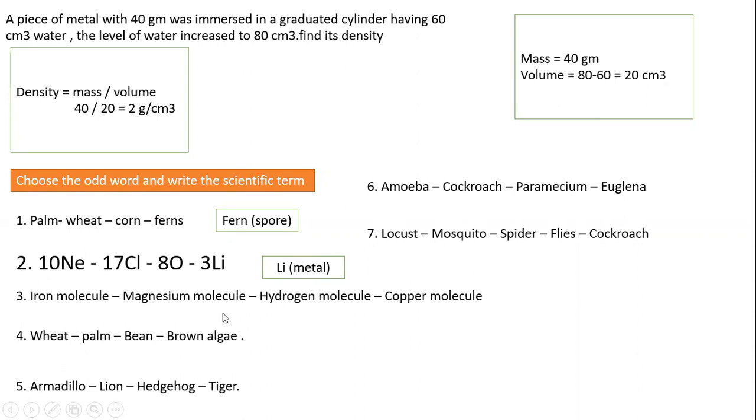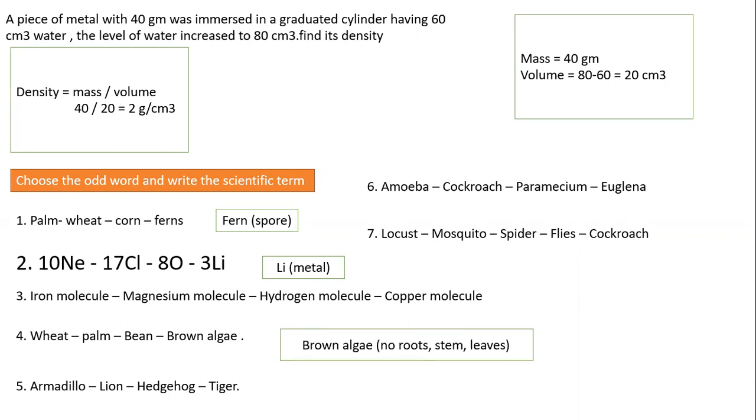Iron molecule, magnesium molecule, hydrogen molecule, copper molecule. Which one? Here hydrogen is diatomic, yeah? All of them are monoatomic except hydrogen, so here hydrogen is a gas too. Someone says, Mr., yes, here hydrogen is a gas. So it will be hydrogen. I forgot to do this. So it's hydrogen. So here, I'm sorry, because I am in a hurry to finish this revision.